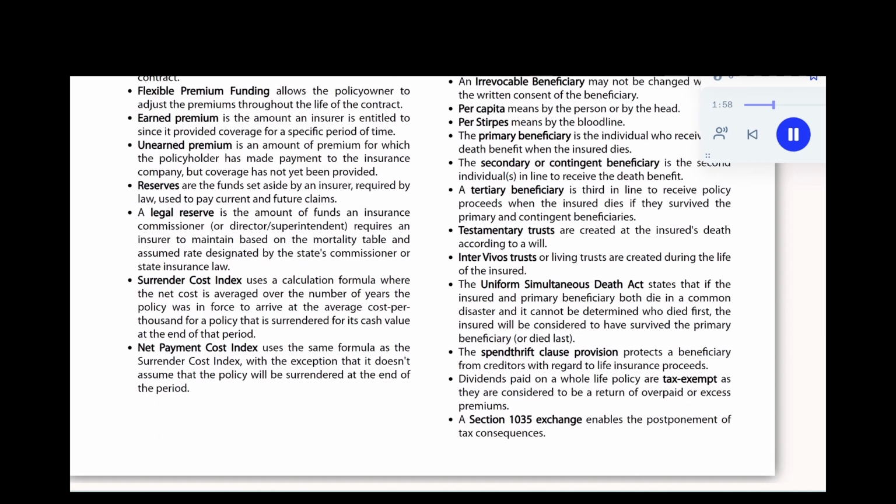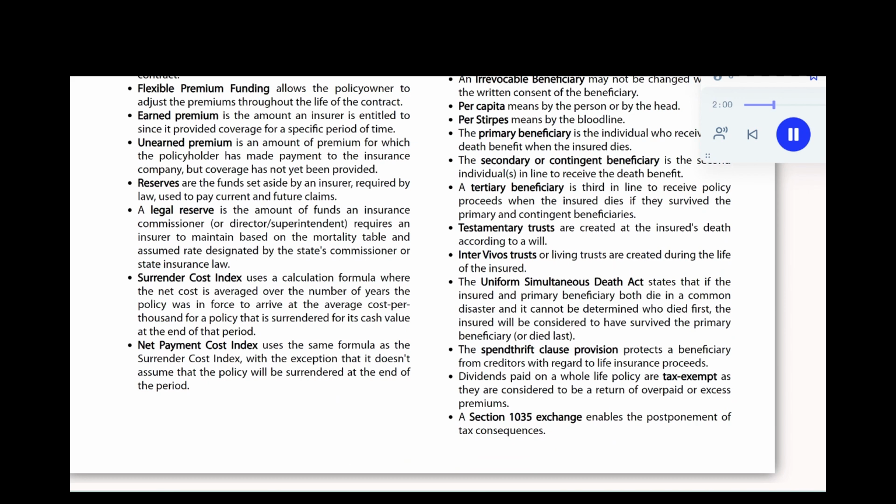Reserves are the funds set aside by an insurer, required by law, used to pay current and future claims. A legal reserve is the amount of funds an insurance commissioner, or director/superintendent, requires an insurer to maintain based on the mortality table and assumed rate designated by the state's commissioner or state insurance law. Surrender cost index uses a calculation formula where the net cost is averaged over the number of years the policy was in force to arrive at the average cost per thousand for a policy that is surrendered for its cash value at the end of that period.